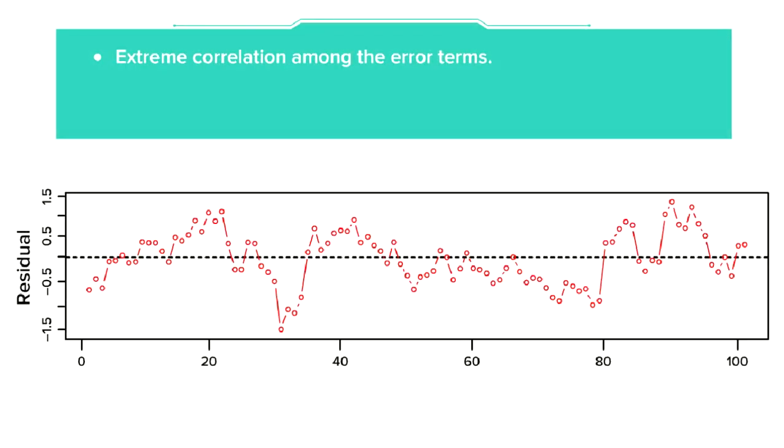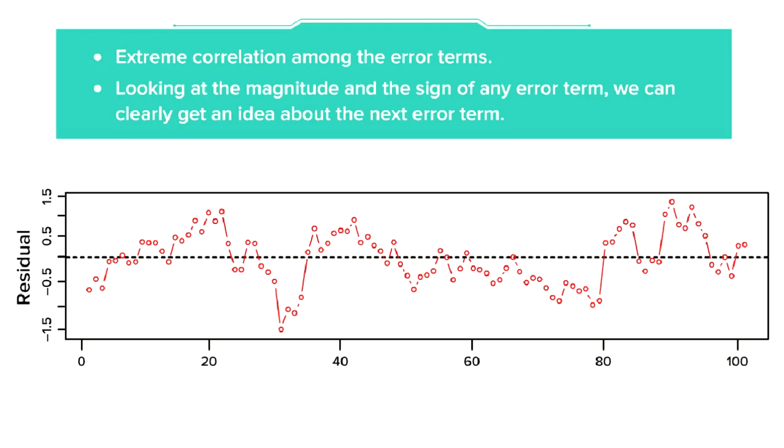On the other hand, if it is an extreme case of correlation among the error terms as visible in the graph shown here, looking at the magnitude and the sign of any error term, we can clearly get an idea about the next error term. Correlation this strong is usually only visible in the time series data, which is a topic for another day.